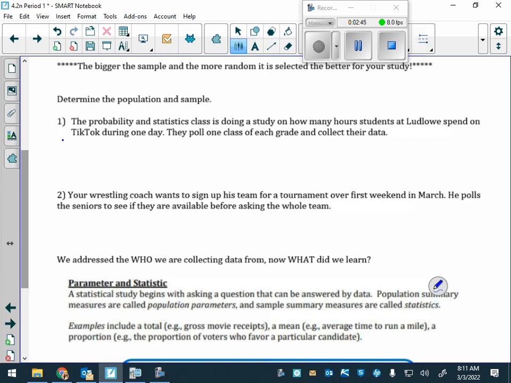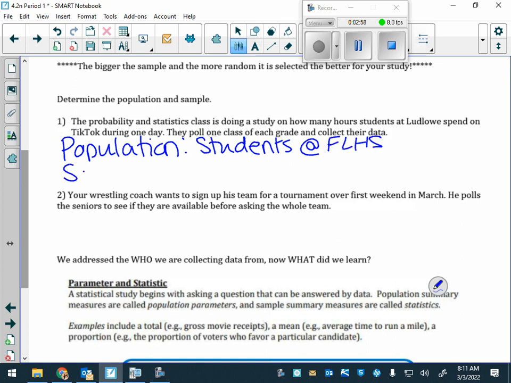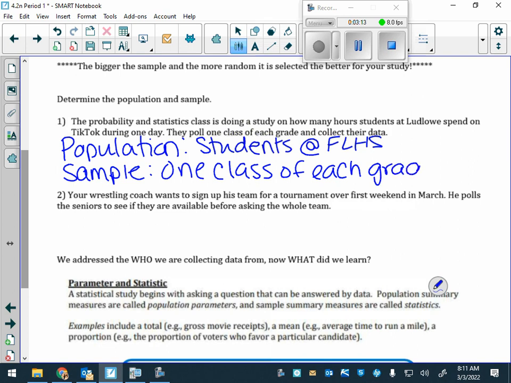Camilla? Good. Students at Ludlow. Okay, what is the sample? Hannah? Good. Good. Okay, so again, population, big picture, sample, the smallest picture. All right, a piece of that puzzle.